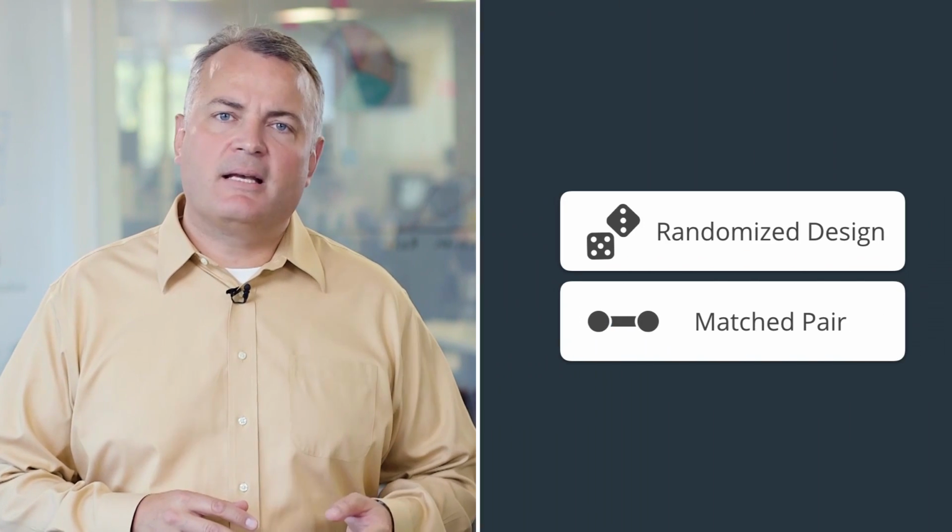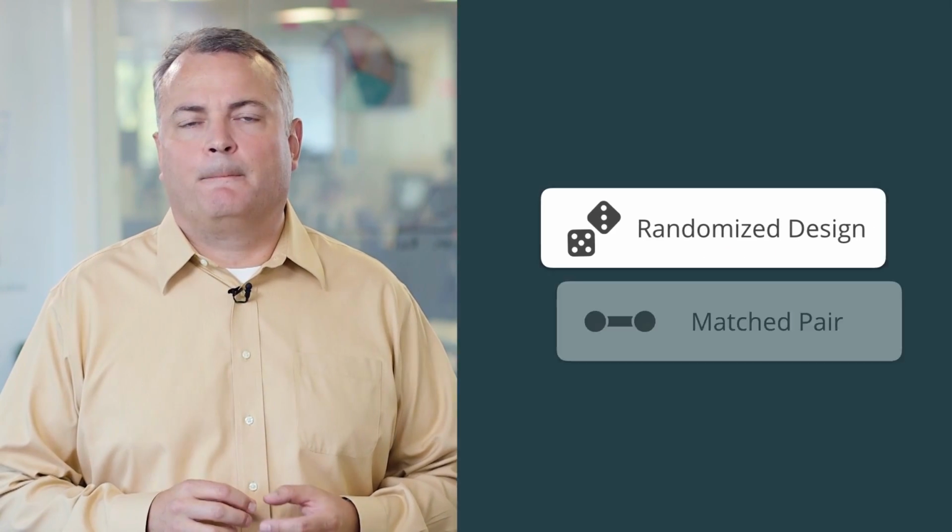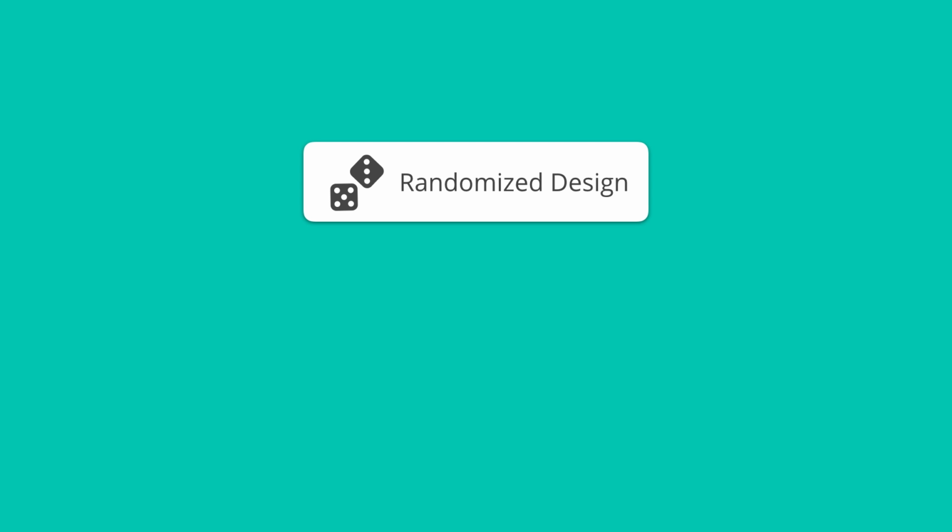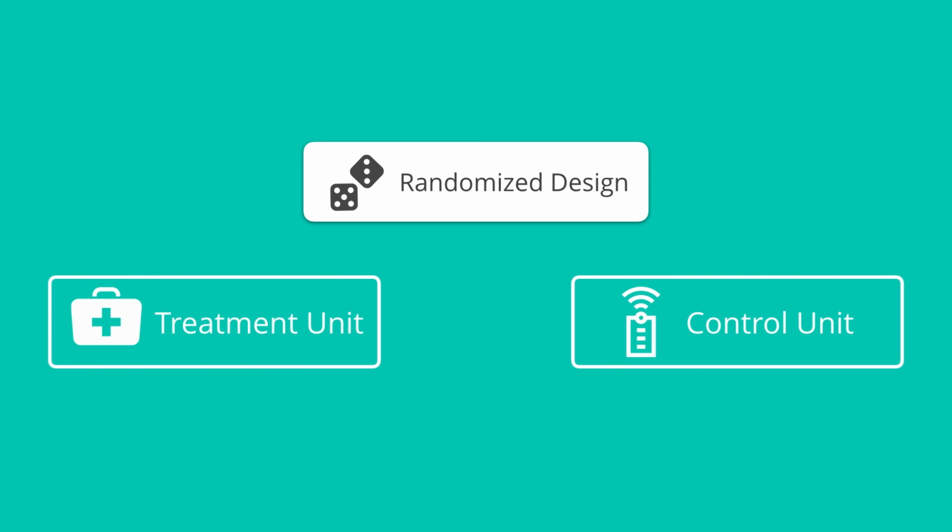Now that we have some of the basics and vocabulary of experimental design down, let's talk about two different types of experiments and when you would use each of them. The two types of experiments that will be discussed in this course are randomized design and matched pair design. Randomized design is a technique where the treatment and control units are selected completely randomly.